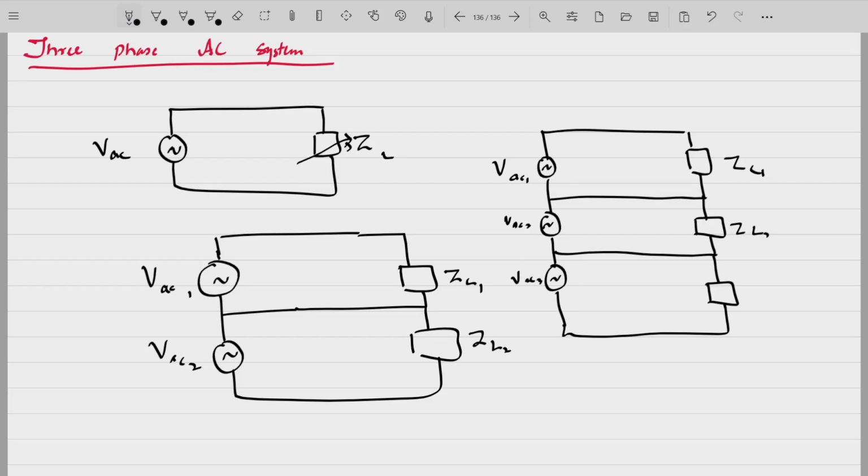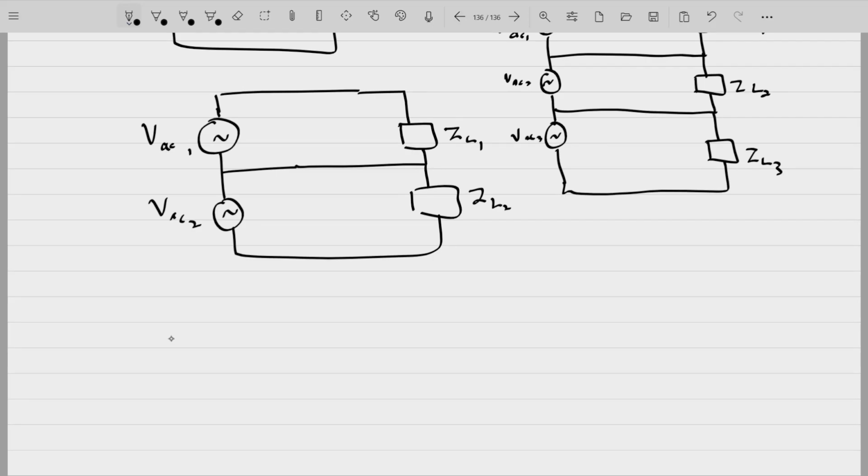So you can have three different voltage sources connected to a load. This can be a single load or different loads and different manner of connections. Fine. So such a system will be known as a three-phase system. In general, we have a polyphase system.